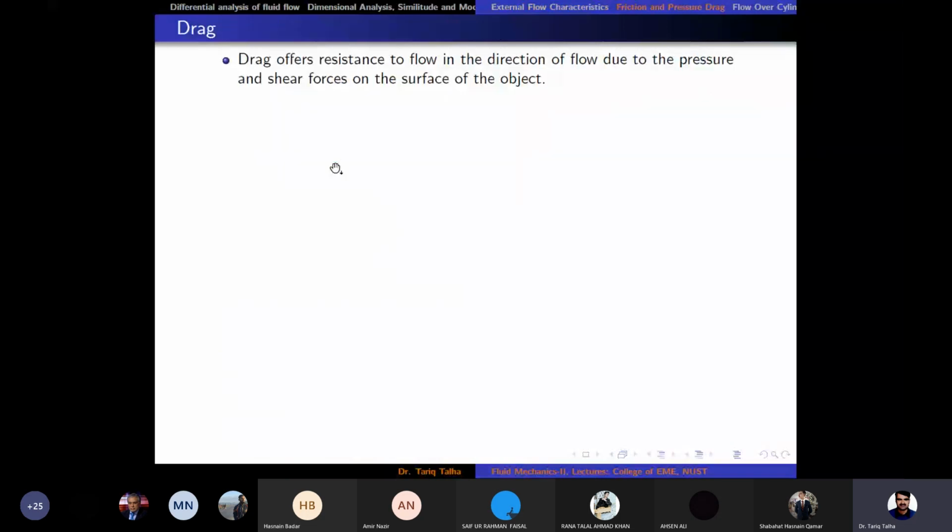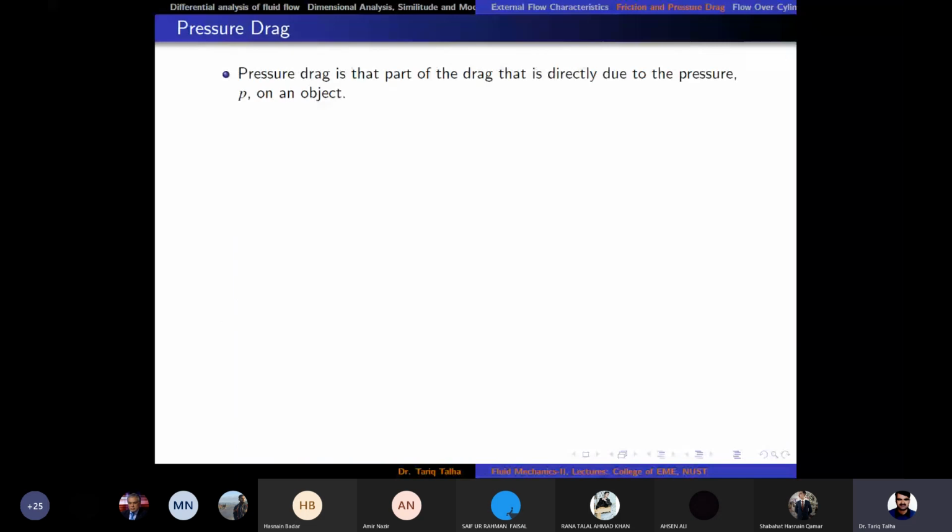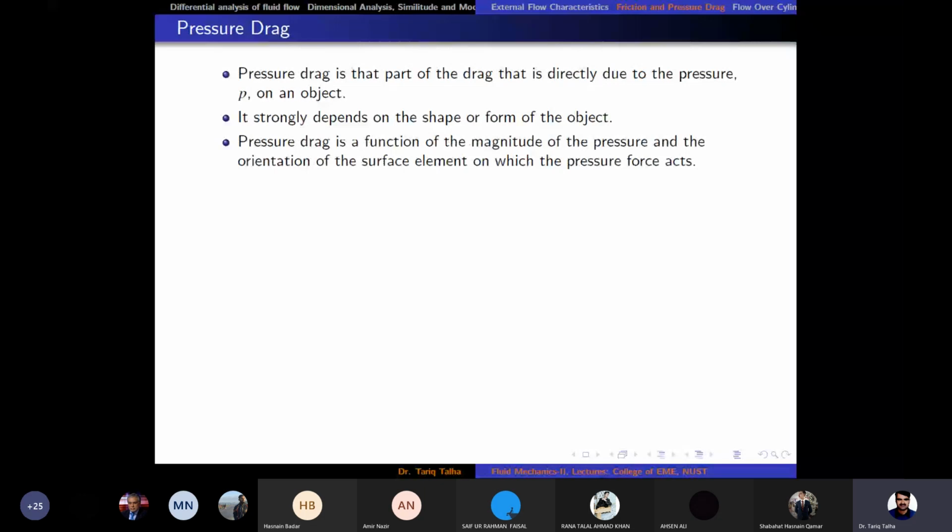So this was it for the friction drag, and now the pressure drag is the part of the drag that is directly due to the pressure difference on the object, and it strongly depends upon the shape and form of the object. So that's why we also call it form drag, right? So it depends upon the geometry or shape of that body, and it is a function of the magnitude of pressure, which is understandable, and the orientation of the surface.